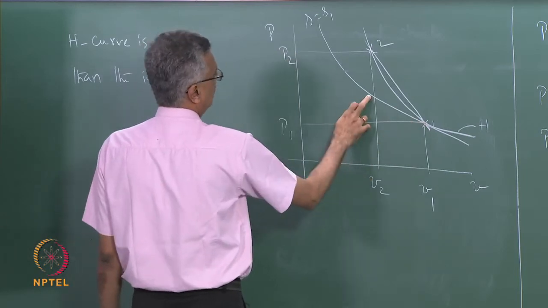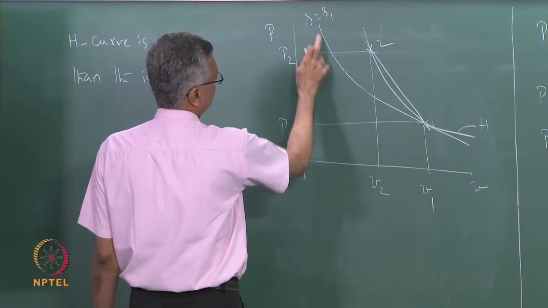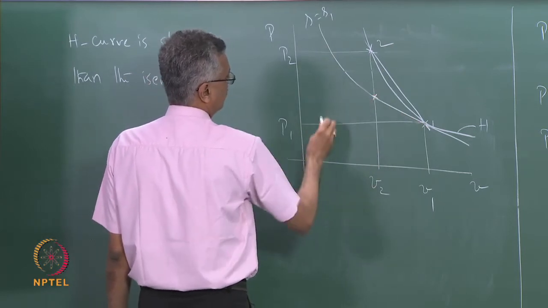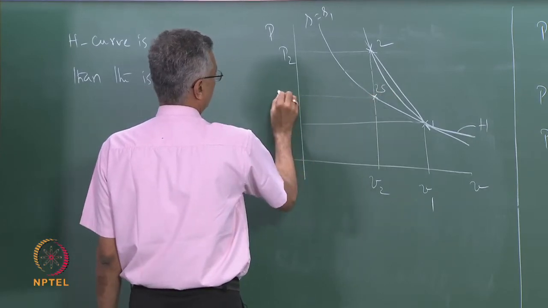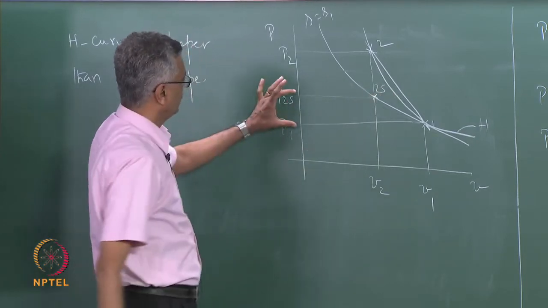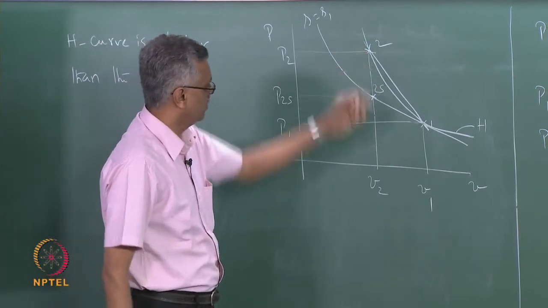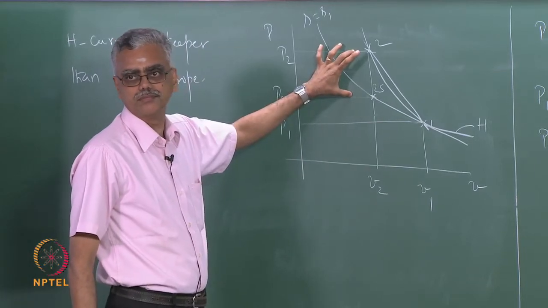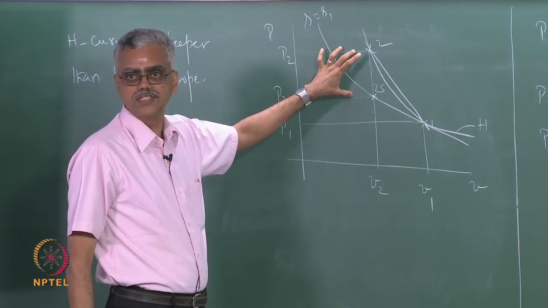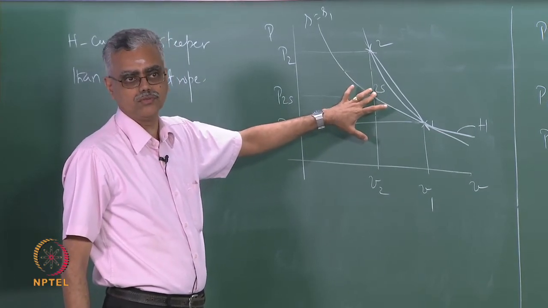Had we compressed using an isentropic process, we would have remained on this S equal to S1, so I would have come up to here. So this is the pressure rise, let me call this 2S, that I would have seen if we had compressed isentropically, but since the H curve is steeper, for the same change in specific volume, I get much more compression. Okay, we discussed this earlier, now we are seeing this once again with the H curve also.